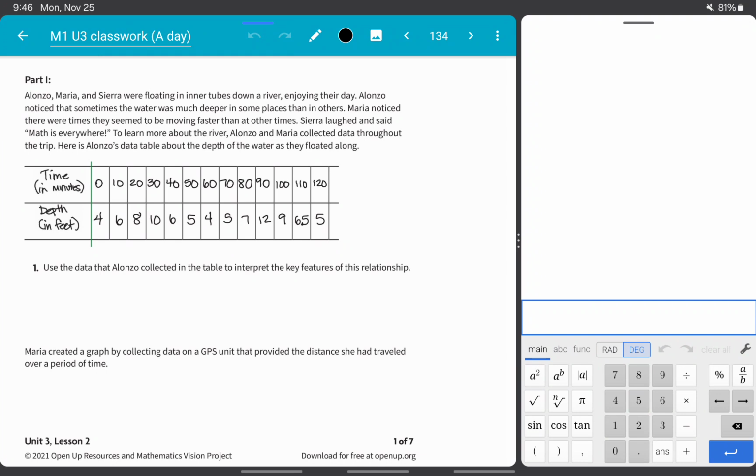To learn more about the river, Alonso and Maria collected data throughout the trip. Here is Alonso's data table about the depth of the water as they floated along. Question 1. Use the data that Alonso collected in the table to interpret the key features of this relationship. Okay. In order to help us visualize this table, let's put a little graph here.